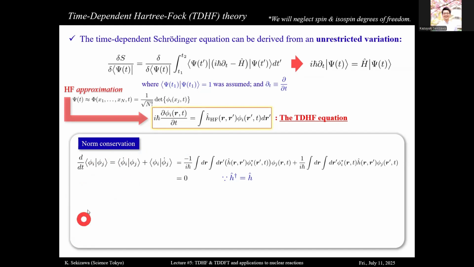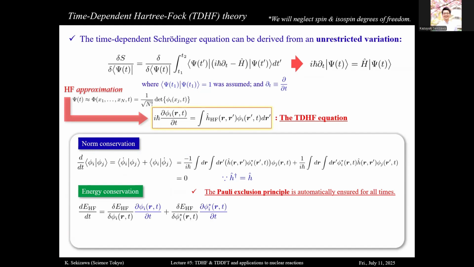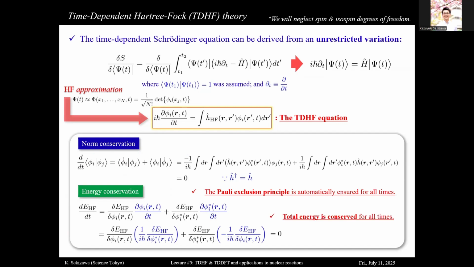this orthogonal property will be automatically conserved up to the numerical precision, of course. Yeah. So this is one good property. And you can also show that the energy is conserved in the same way as TDSE. So again, this is a good property. So yeah, the total energy is conserved during the time evolution, and the Pauli exclusion principle is also conserved.